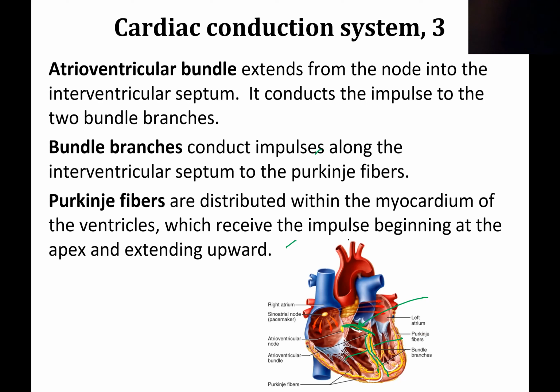So, five components of the cardiac conduction system: sinoatrial node for both atria to contract, atrioventricular node, atrioventricular bundle, the bundle branches, and the Purkinje fibers, so that the ventricles can contract.